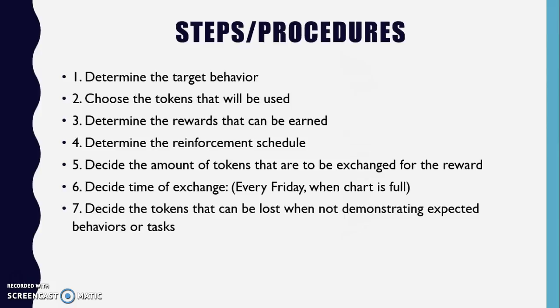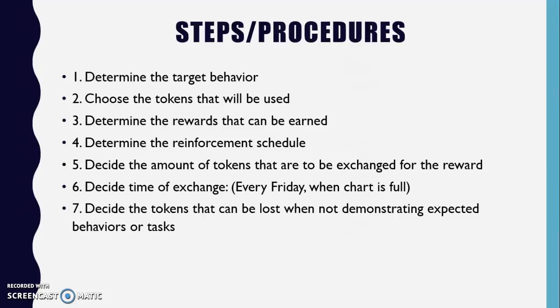So steps and procedures. Number 1 is to determine the target behavior. This may be walking in the halls instead of running. This may be using a voice level of 1 when working with their group. And then you choose the tokens that will be used. As I said, this can be coins, chips. Later on, I will mention a new way which uses dollars. This can be buttons, stars. Number 3, determine the rewards that can be earned. So this can be free time. This can be as simple as candy. This can be more recess on Fridays.